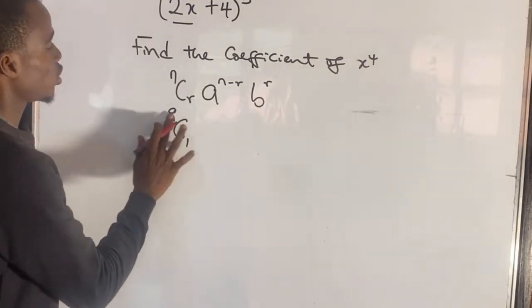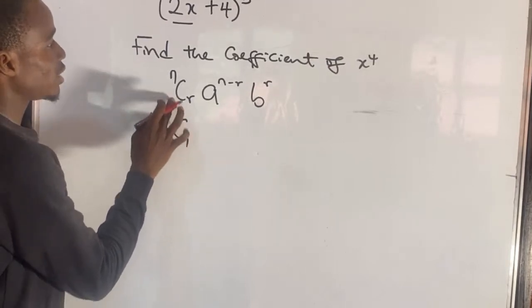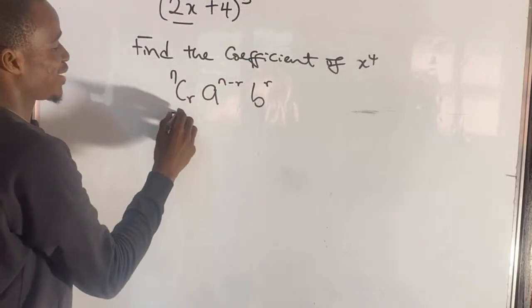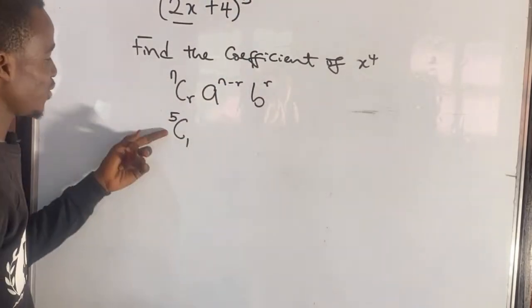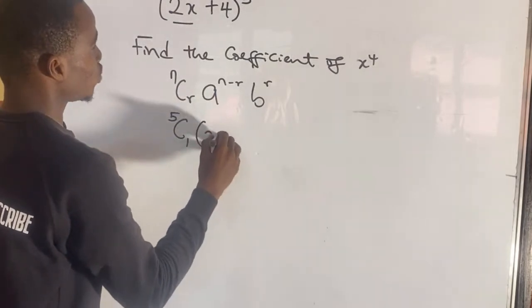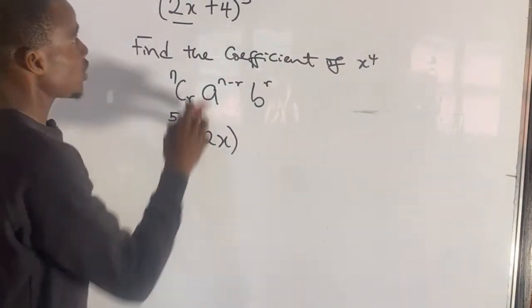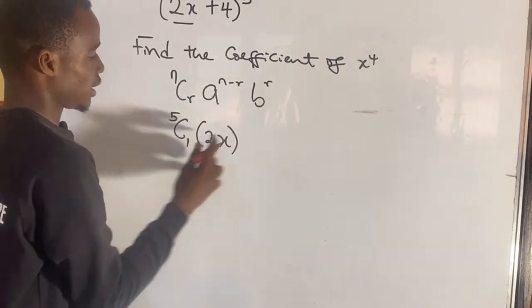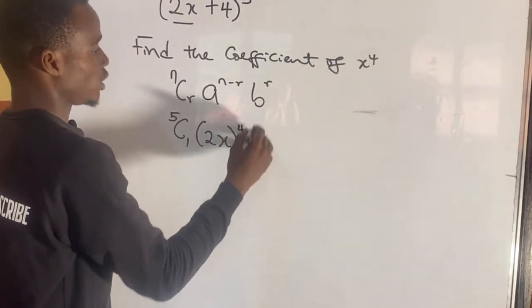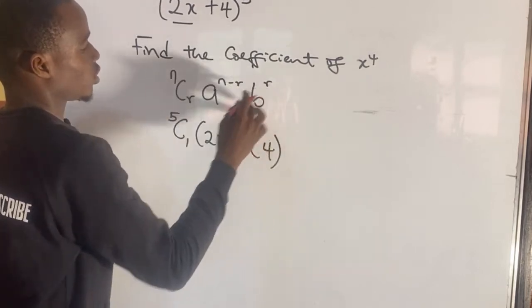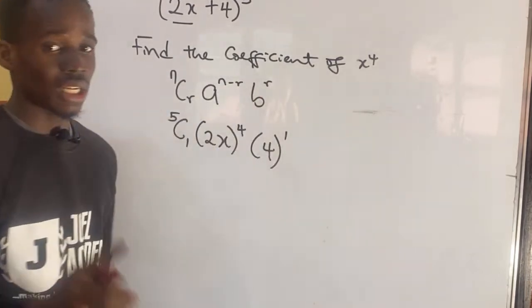Wow. Sorry. Our n is not 9. I don't know where I picked 9 from. Our n is 5. Sorry. Okay, so 5 combination 1, right? And then a, we have a to be what? 2x. Now, we have n minus r. n is 5 minus 1. It gives us what? 4. Now, b is what? 4. r is what? 1.